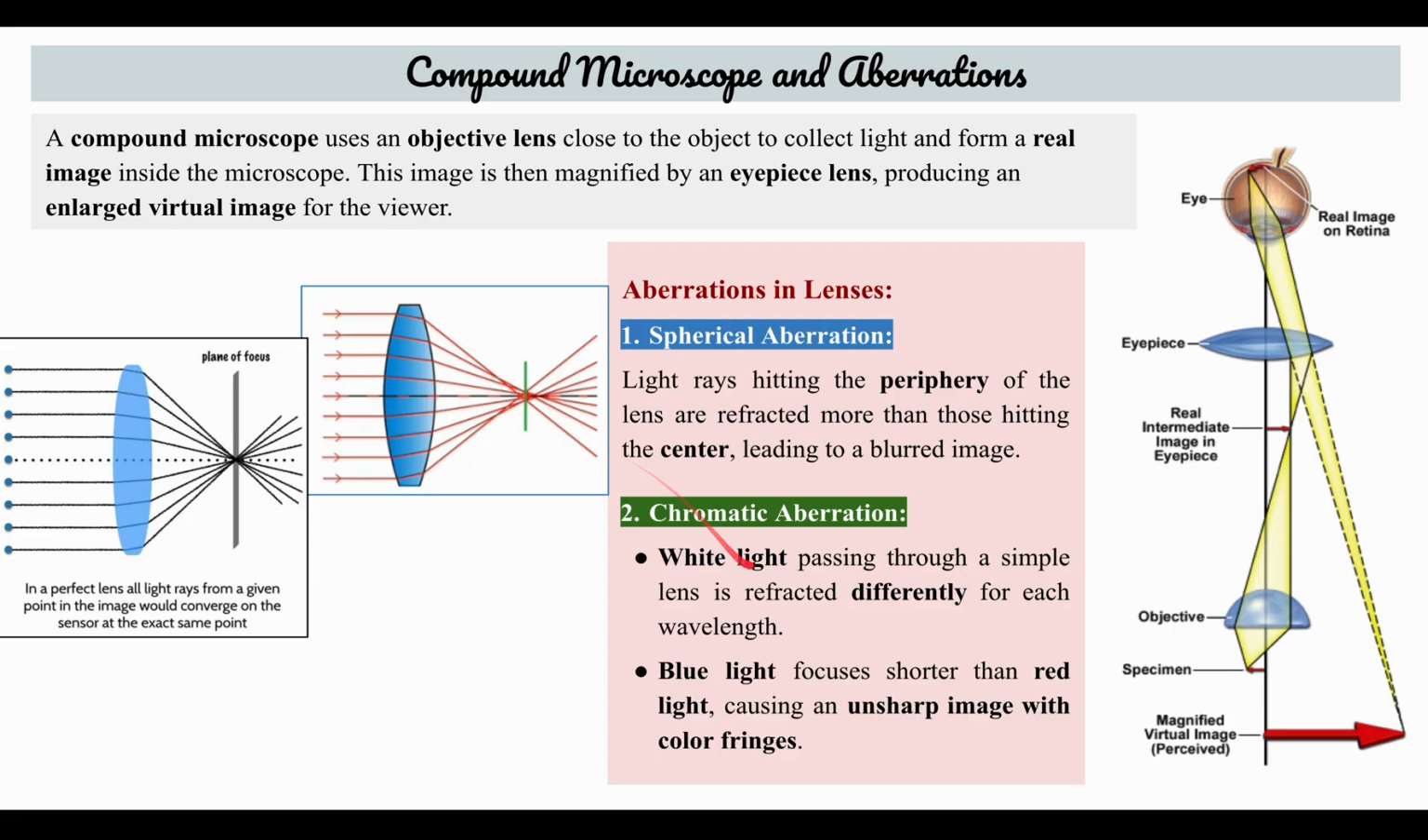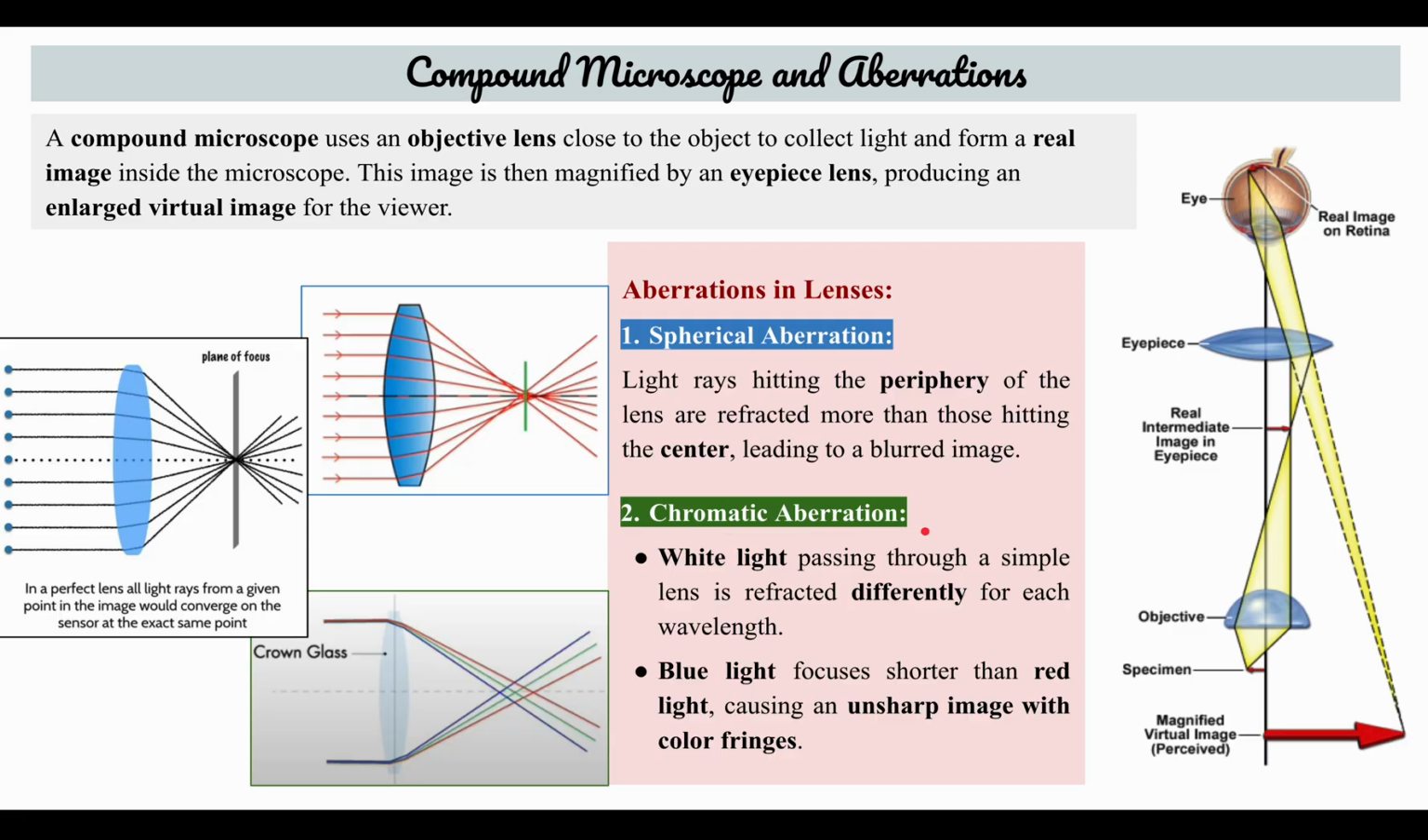Then the second aberration is chromatic aberration. As the name suggests, chromatic means it has something to do with the colors. As we all know, white light splits into 7 different colors. So when it passes through a simple lens, it is refracted differently. That means there are different angles at which it gets refracted, and it splits into different characteristic wavelengths of light. In this way, the blue light will focus shorter, whereas red light will meet at some point farther from the blue light.